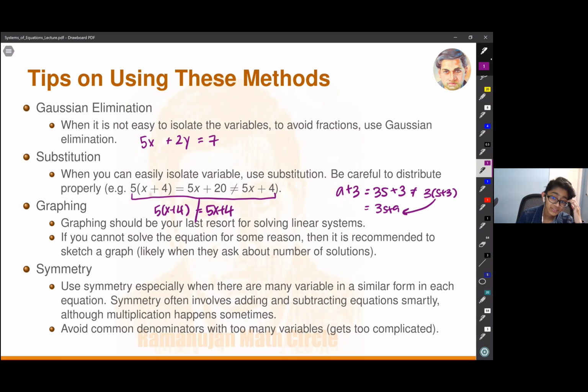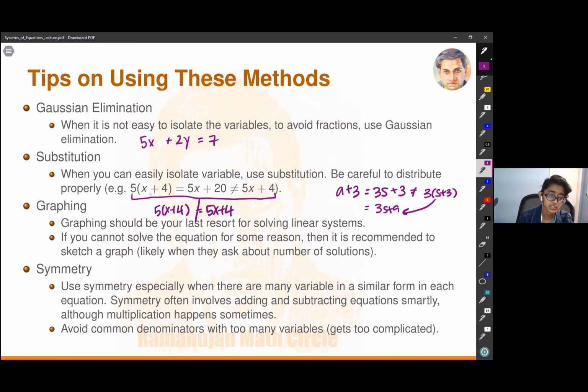Graphing, again, like we have reiterated for the past examples, should be your last resort in terms of solving systems of equations. And for some reason, if you aren't able to solve your equation with the first two methods, then you could sketch a graph. But like I previously stated, it's often more relevant to use graphing when they ask for the number of solutions rather than the exact solution.